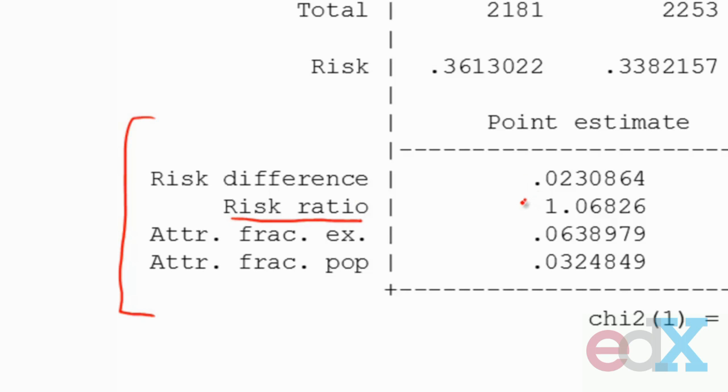And if we go over, the risk ratio here is 1.07. This means that people who smoke have 1.07 times the risk of death compared to non-smokers. So that means that smokers have about a 7% increase in their risk of death compared to non-smokers.